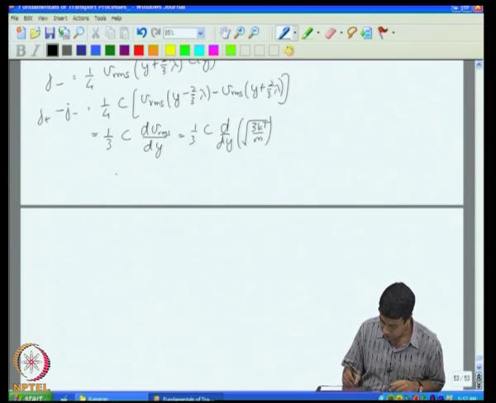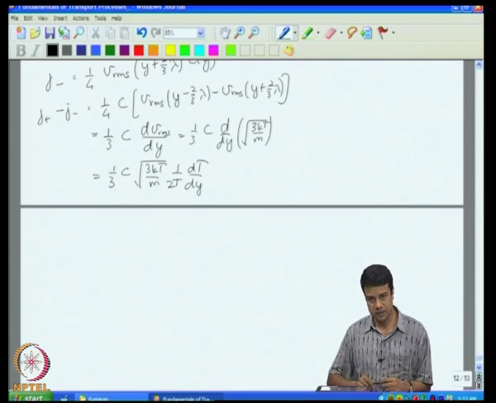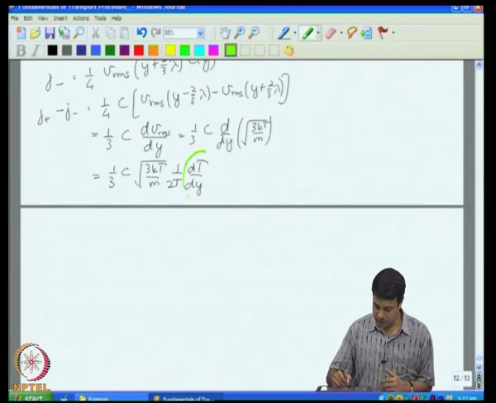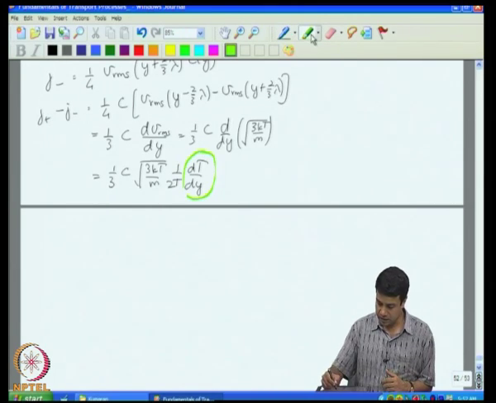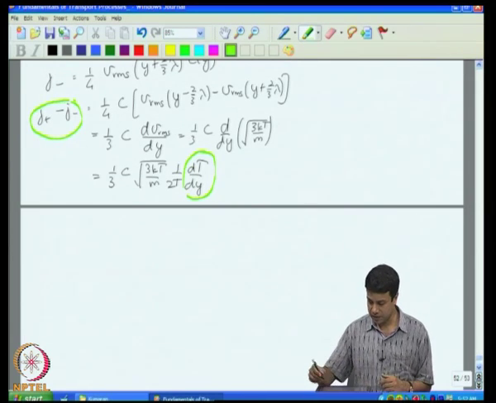And therefore, I can do the differentiation to get 1 by 3 C into square root of 3 kT by m into 1 by 2 T dT by dy. When I differentiate T power half, I get 1 over T times dT by dy. So, if I have a temperature gradient, I can generate a mass flux. There can be a mass flux due to a temperature gradient.